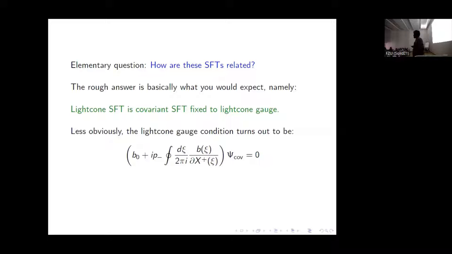You don't impose them simultaneously, either one or the other? No, there's only one gauge condition. This is the lightcone gauge, and there's no gauge symmetry left, so there's no more gauge to fix. If we specialize to p minus equals zero, then we get Siegel gauge. Is that the? No, that's a very bad thing to do.